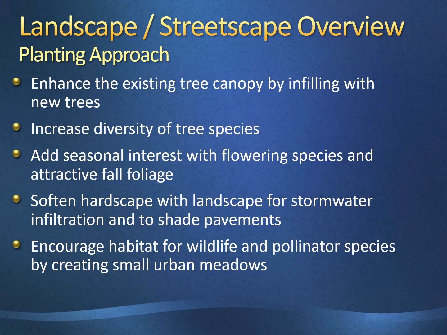We also want to add seasonal interest with flowering species and attractive fall foliage. We must soften the hardscape with landscape for stormwater infiltration and to shade pavements. We also want to encourage habitat for wildlife and pollinator species by creating small urban meadows, and I'll talk a little bit more about those shortly.